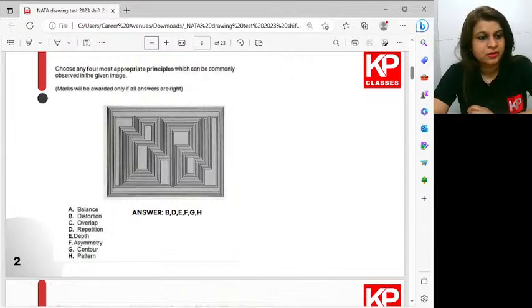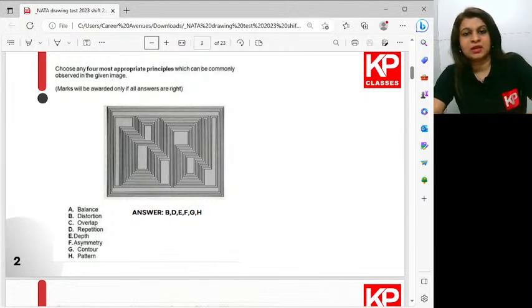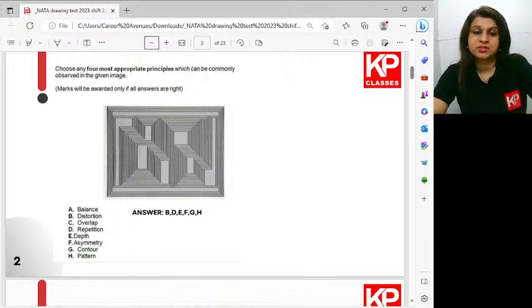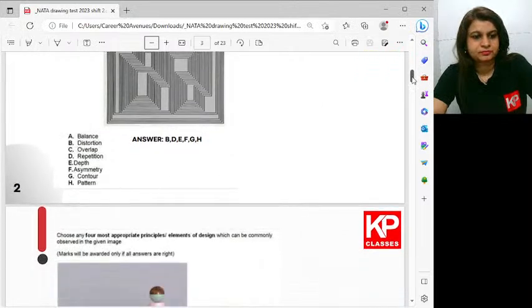So after asymmetrical balance, we do have contour, right? And definitely we have pattern. So pattern and repetition, they are the same thing. When a particular element is repeated again and again, we get a pattern. So we can see these elements or these principles very strongly present in the particular image.